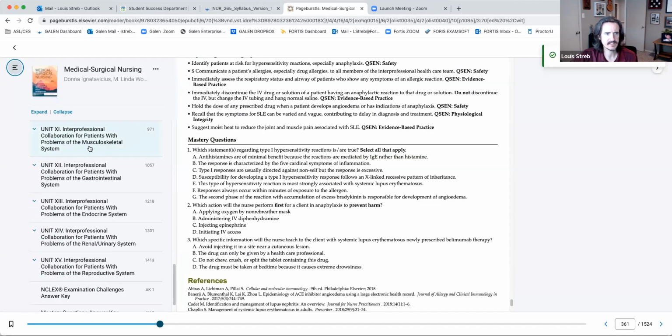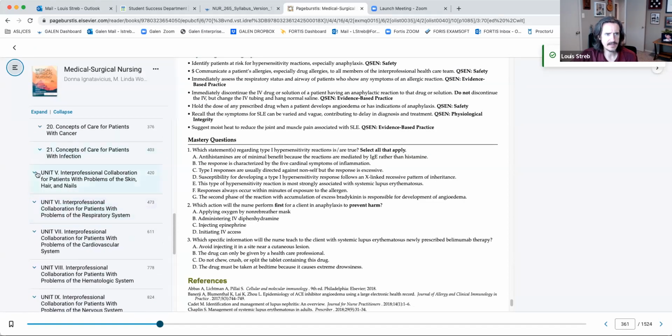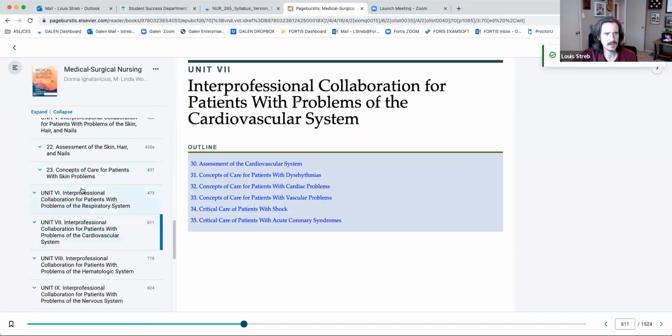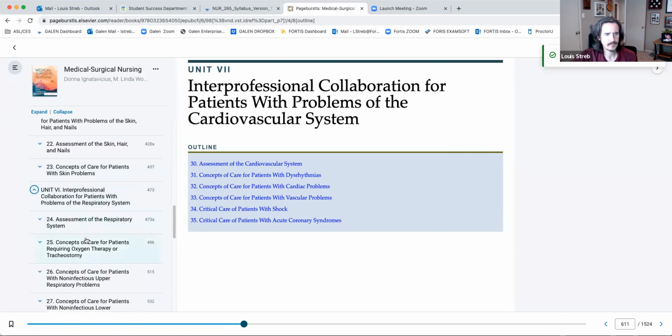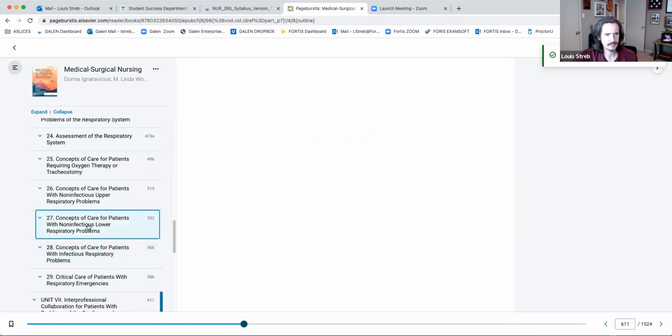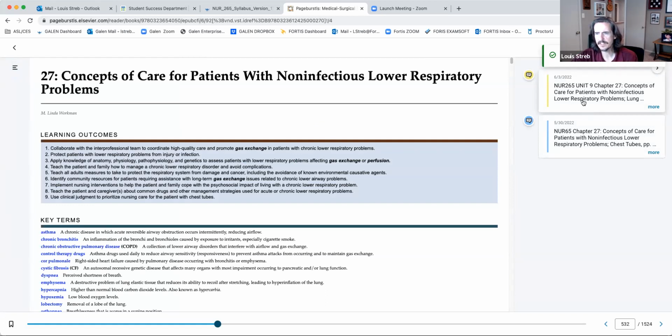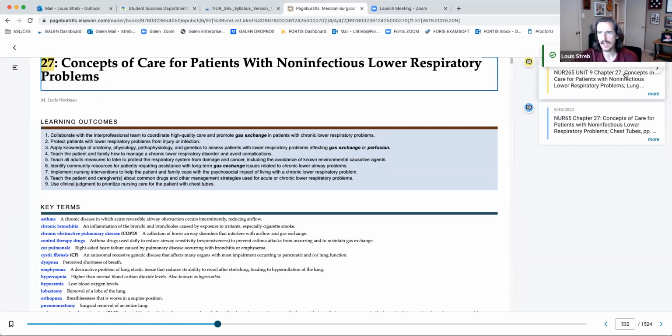So we'll go to chapter 27 so we can keep going on the stuff that you need to do for your exam coming up shortly, for exam 4, your final exam. So let's get into chapter 27. If we look over here, it says chapter 27, NUR265, unit 9, chapter 27. So this was earlier, but this is what we're doing now.